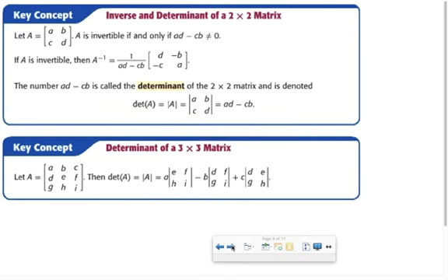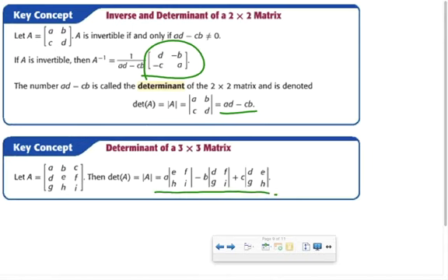When we have a 2 by 2 matrix, there's another way to find the inverse of it. We can take the determinant of it, which is this value, take the reciprocal of it and multiply it by this matrix, and I end up with the inverse matrix. We can also find the determinant of a 3 by 3 matrix. It's a little bit more involved. This is how we do it.